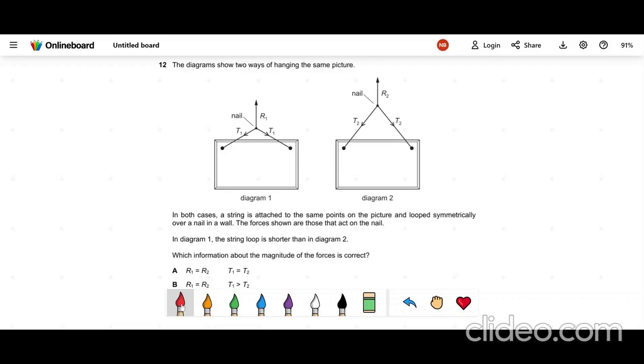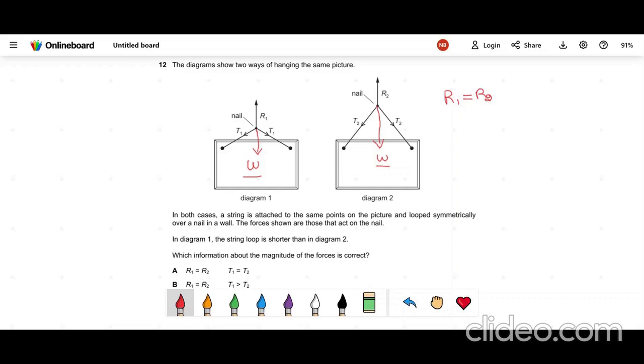Same picture. What is the meaning of that? Both are having the same weight. So we know about the reaction, right? Reaction will be directly opposite. Reaction is a force, weight is also a force. So the force opposite to the weight will be the reaction. Both are having the same weight. That is why R1 will be equal to R2.